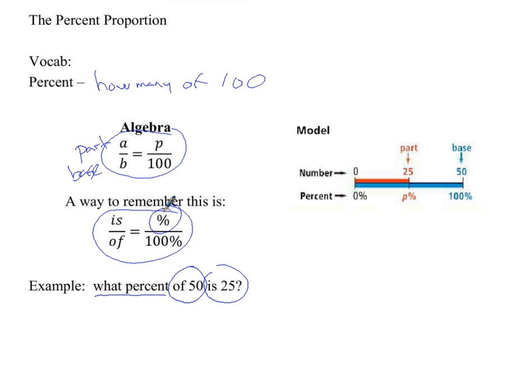So I put my proportion down, and then I say, okay, is right here is 25. So I put that 25 there. What percent of 50? So the of goes here, so 50 goes there. And then it says what percent? Well, that's the part I don't know, so I'll put my x there, and then my 100 goes there. By the way, that's 100% sitting there. This is x percent sitting here, okay? So I'll put x percent here and 100% here.